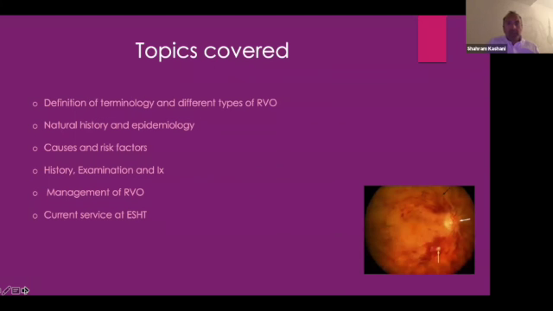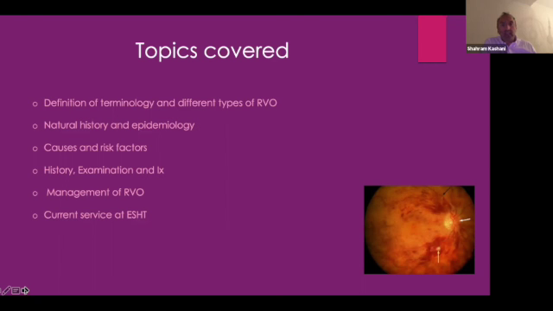So the topics covered then, I'm going to talk about different terminology and different types of retinal vein occlusion. What the natural history is, don't forget anti-VEGF has only really been around since 2008 for AMD and 2011 to 12 for CRVO and BRVO. So actually treatment of vein occlusions included observation. So there's a lot of natural history data that we have.